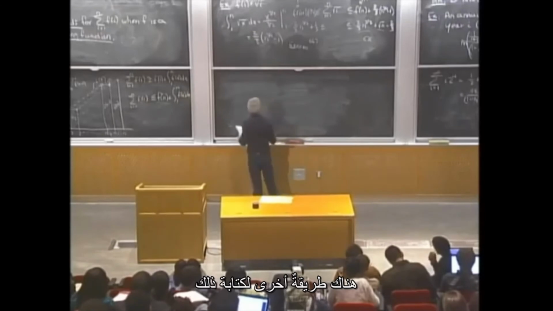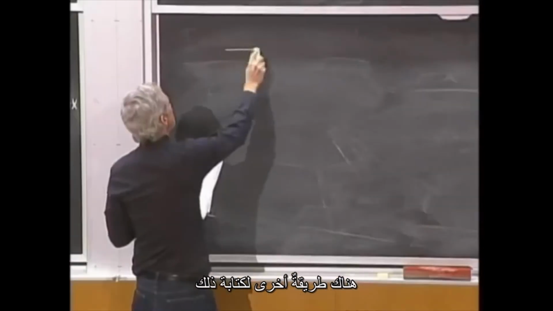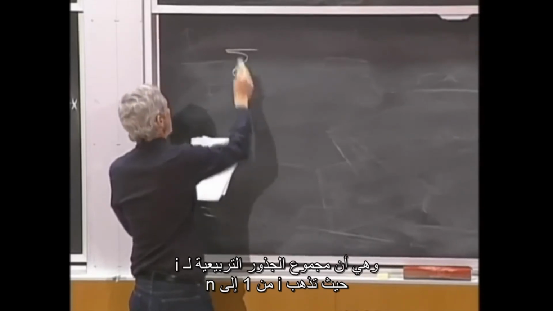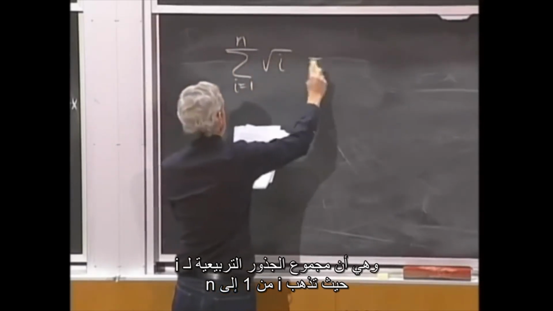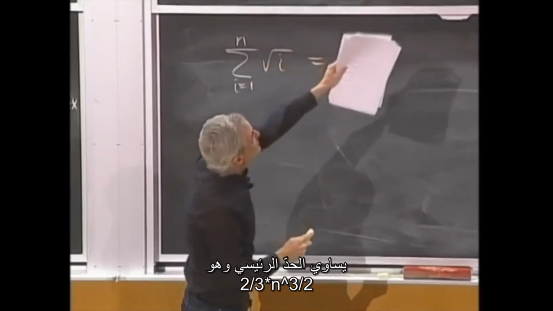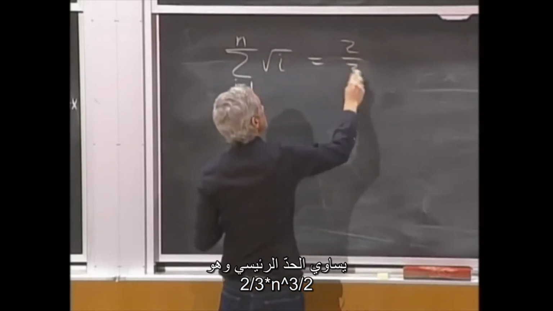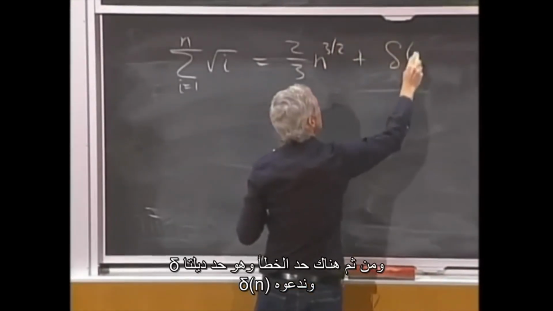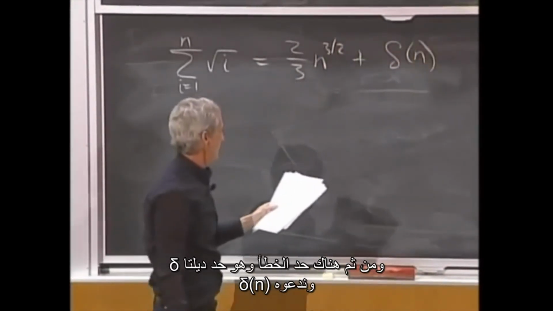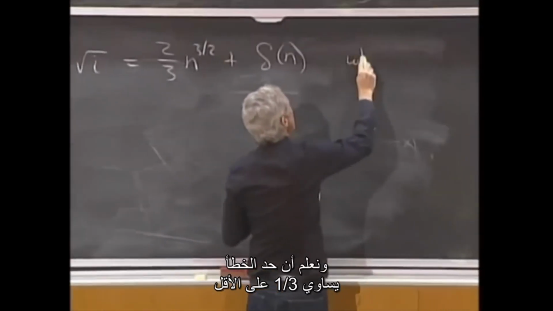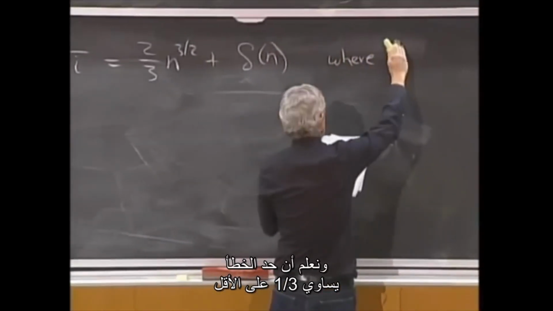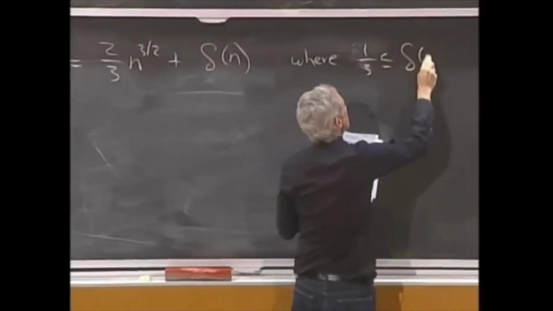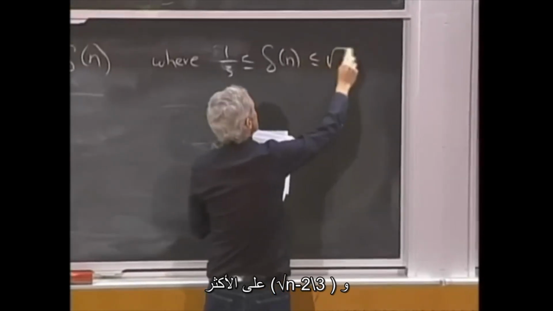Another way of writing this is that the sum i equals 1 to n of square root of i. The leading term here is 2/3 n to the 3 halves. And then there's some error term, call that delta n. And we know that the error term is at least a third, and at most square root of n minus 2/3.